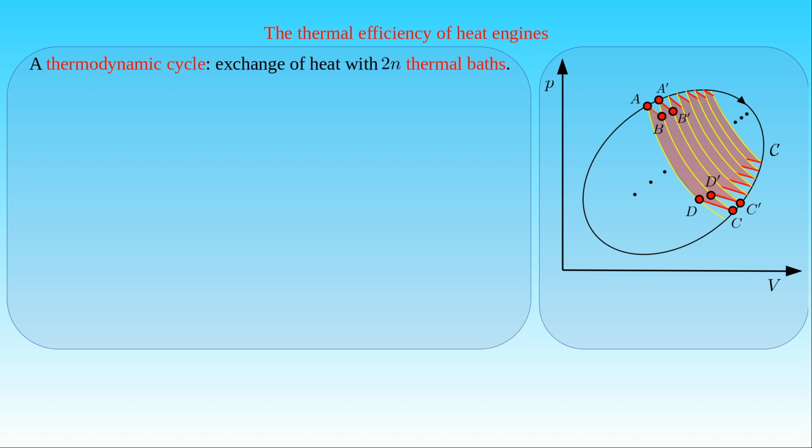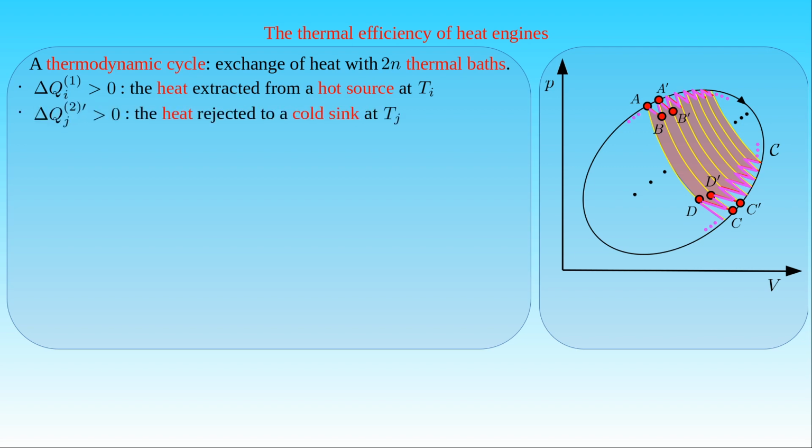We assume that the number n of the steps is very large, and the thermodynamic cycle is represented by the purple path along the isotherms and the adiabats. Then the curve calligraphic C represents the limit of the thermodynamic cycle in the diagram as the number n tends to infinity. Let δQi with the superscript 1 denote the heat absorbed from a hot source at the temperature Ti, and let δQ'j with the superscript 2 denote the heat rejected to a cold sink at the temperature Tj.